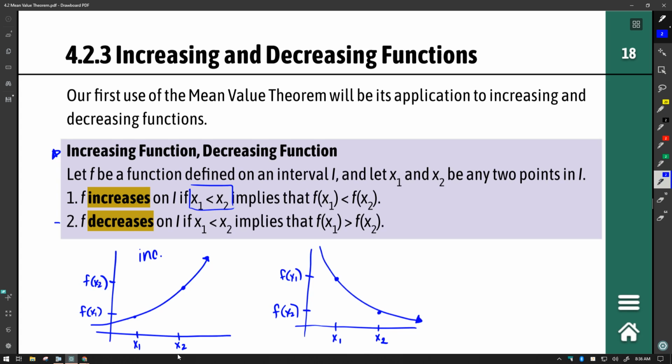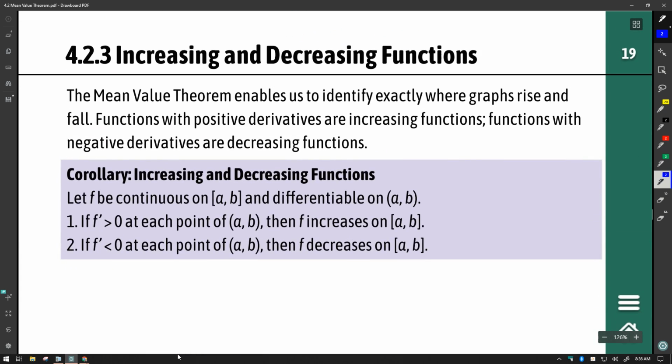So now that we have well defined what it means to be increasing and decreasing on a particular interval, let's look at a corollary. The mean value theorem enables us to identify exactly where graphs rise and fall. Functions with, here's the key part, functions with positive derivatives are increasing functions, and functions with negative derivatives are decreasing functions. That's a pretty awesome corollary, and it's proven with the mean value theorem.